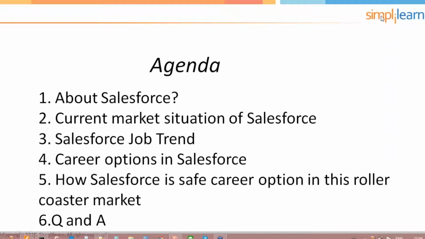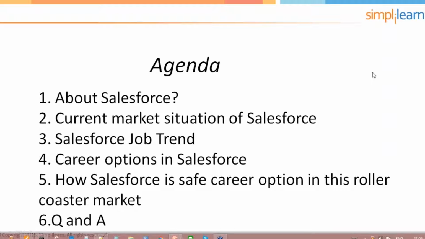Let's first discuss the agenda, takeaway, or what you are going to get in today's session. First of all, you can see I have the agenda on the screen. First we'll understand what today's plan is. Please note that we will understand about Salesforce. If anyone in this session is completely unaware of Salesforce, it's a good chance for you to understand why there is so much buzz about this tool in the market, why it is so important. Then we are going to see what the current market situation is.